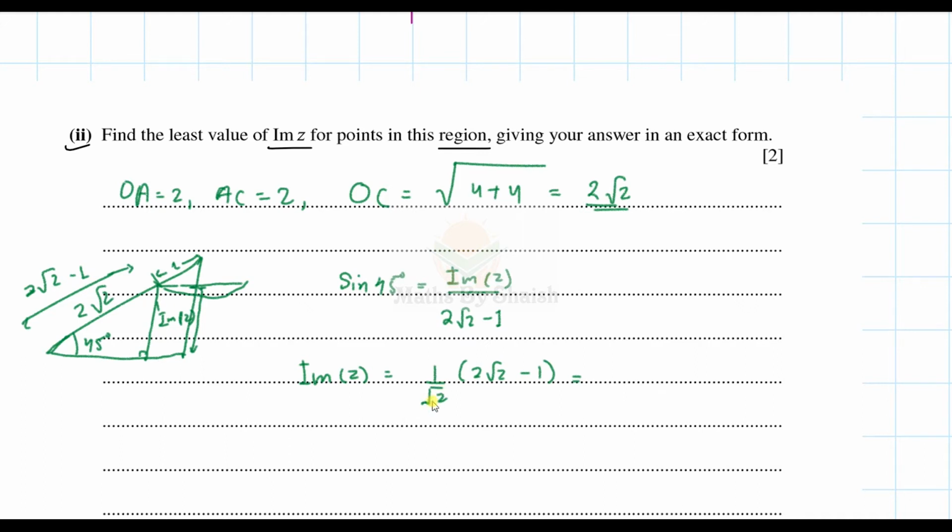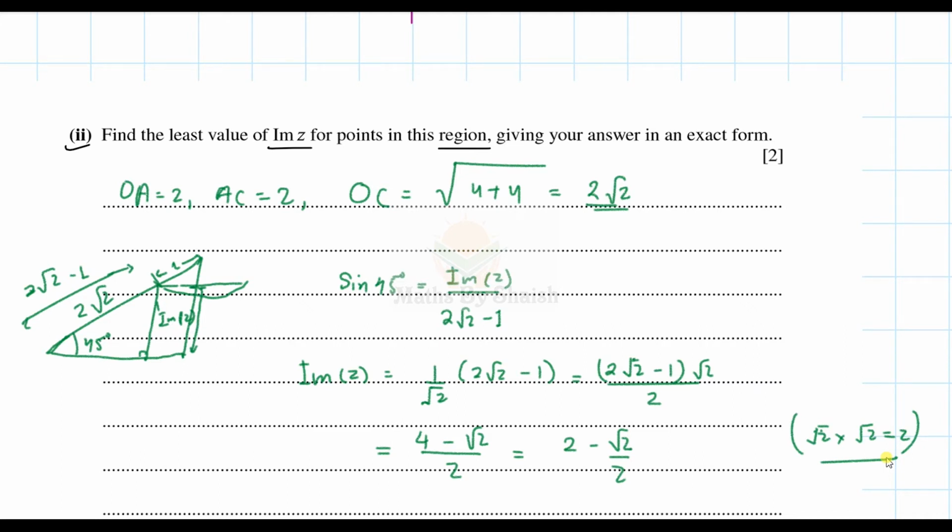rationalizing the denominator. We'll multiply by root 2 in the numerator and denominator, and in the numerator we'll get 2 root 2 minus 1 multiplied by root 2, and the denominator becomes 2. We'll get 4 minus root 2 whole upon 2, and that can be written as 2 minus root 2 over 2, because we know that root 2 into root 2 is 2. I hope it is clear. So let's do the next part.